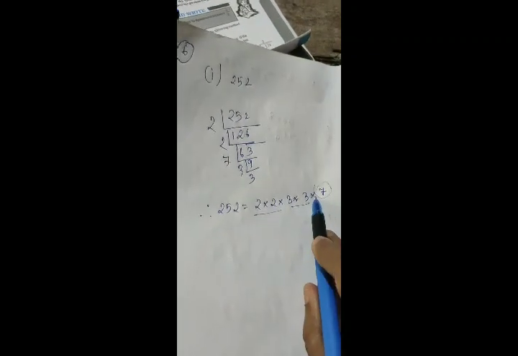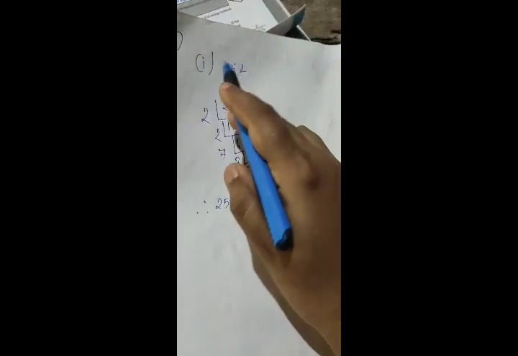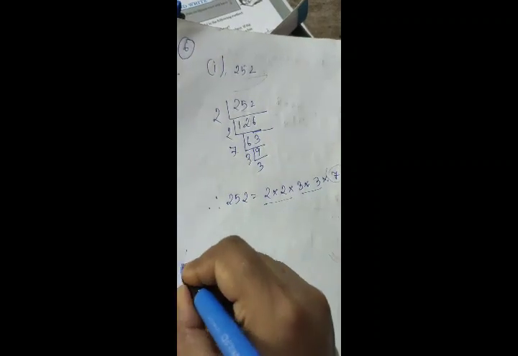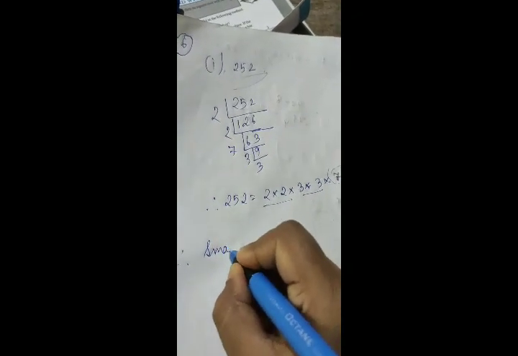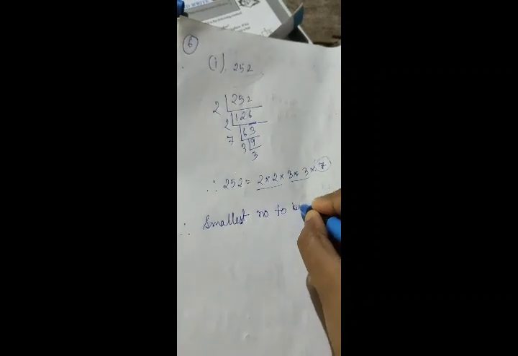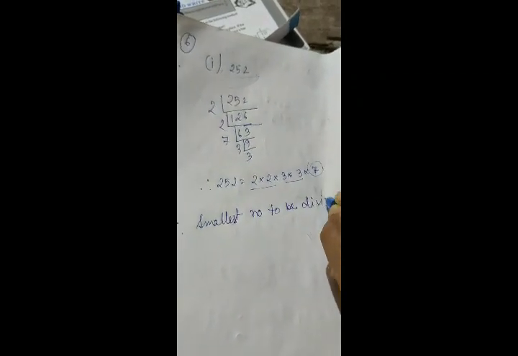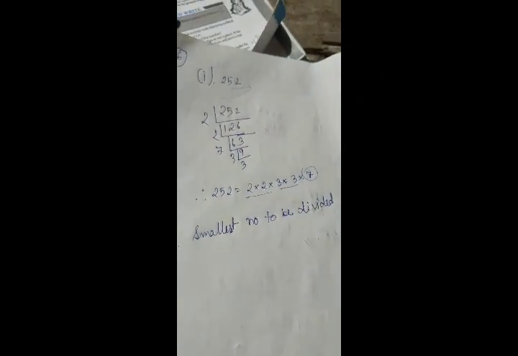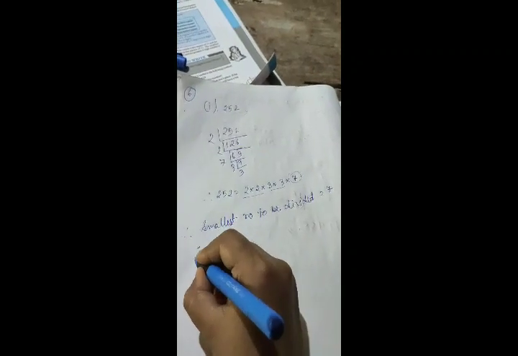The number which has no pair, we divide by it. Therefore, the smallest number to be divided is equal to 7.